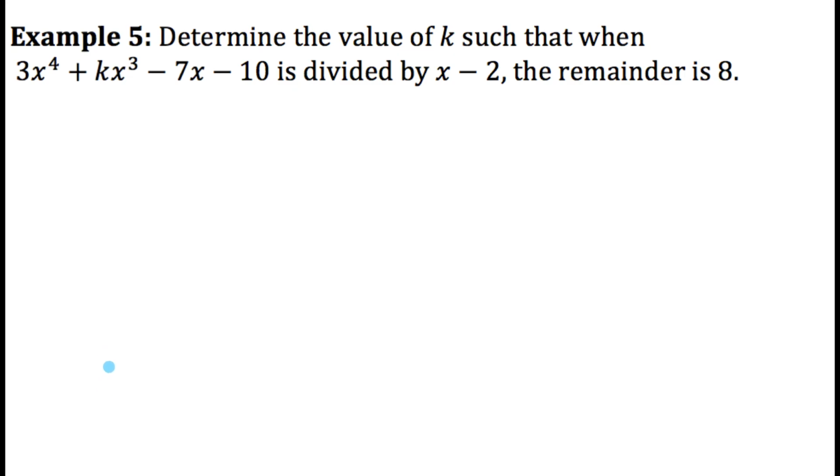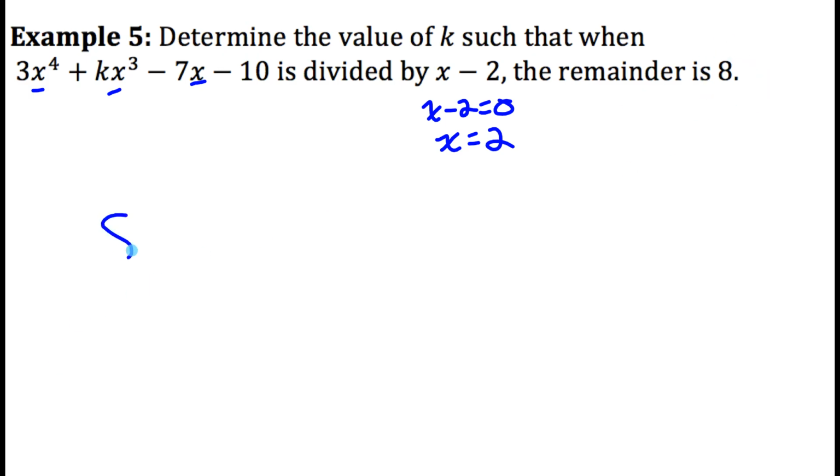Example 5, this is a good question. It says, determine the value of k so that if I were to divide this by this, I would get a remainder of 8. So I can set myself up an equation. I know the remainder is equal to the value of this polynomial with the 0 of this plugged in. And what makes x minus 2 equal 0? An x value of 2. So if I substitute that x value of 2 in for these x's, it should make the equation equal 8 for it to have a remainder of 8.